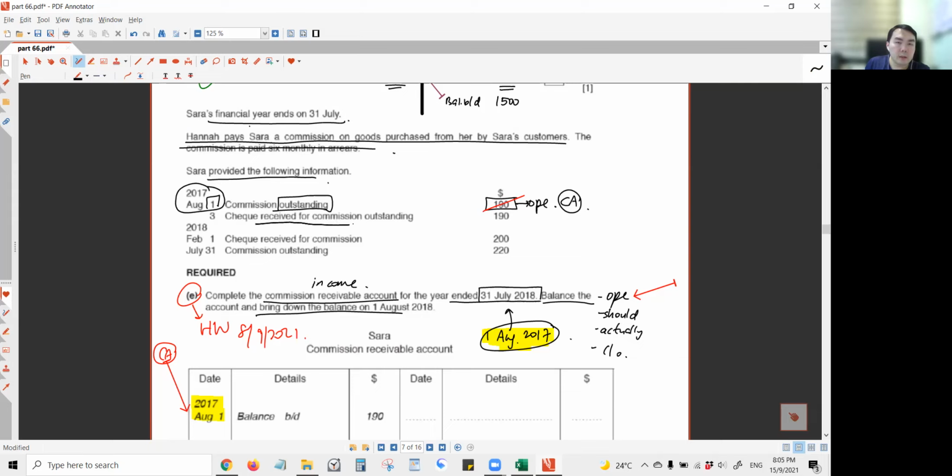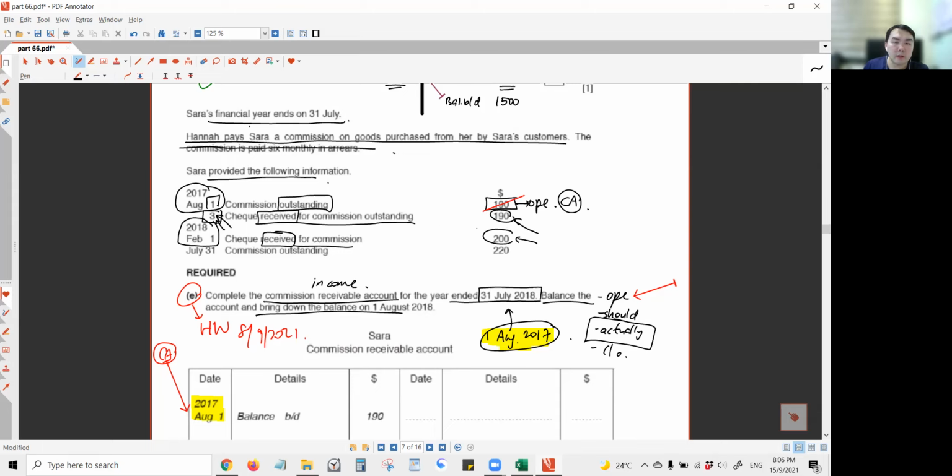Cheque received for commission outstanding. So this is the amount you have actually received during the year. On the 3rd of August, you received this amount. On another day, 1st of February 2018, you also received another amount, 200. So it is all right to have multiple amounts for the amount you have actually received. It's possible for you to receive the income on multiple dates. In this question, you receive your commission on 2 dates respectively.